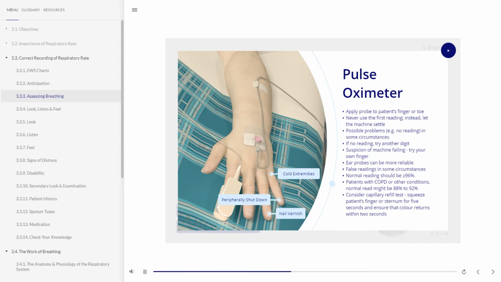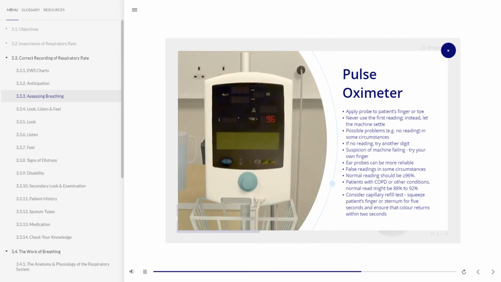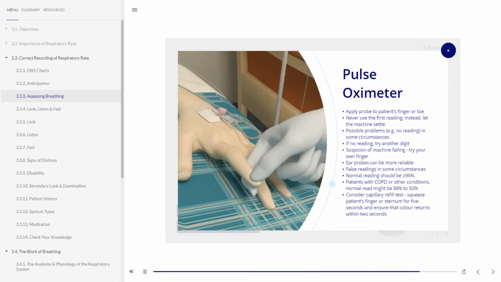However, if the patient has any coloured dye injected for a radiological examination, this could give a false reading, as can carbon monoxide poisoning and sickle cell disease. It may also be difficult to get a reading from a shaking or convulsing patient. The normal reading should be greater than 96%, but patients with chronic obstructive pulmonary disease or some other condition may show a reading between 88 and 92% when breathing air. If you have problems getting a measurement, try a capillary refill test by squeezing the patient's finger or sternum for 5 seconds and ensuring that colour returns within 2 seconds.